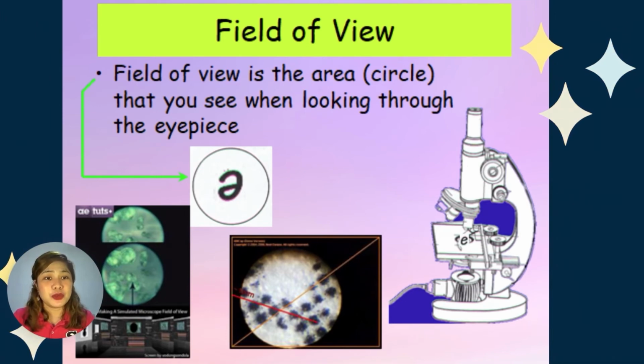And for the field of view, it is the area or circle when you look through the eyepiece. It is the area that you see when looking through the eyepiece. This is how it looks when you look at the microscope. So there is a circular field of view, and then the rest would be black.